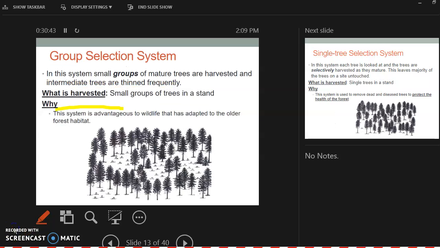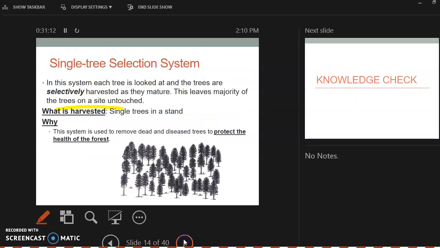So with the group selection system, small groups of mature trees are harvested and intermediate trees are thinned frequently. So what is harvested? The small groups of trees in a stand. Why? The system is advantageous to the wildlife that has adapted to the older forest habitat. So the reason you're going to do group selection is maybe there's a couple of trees in there that need to be kind of weeded out. So you're going to weed them out.